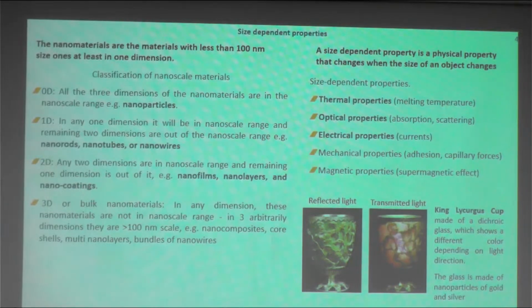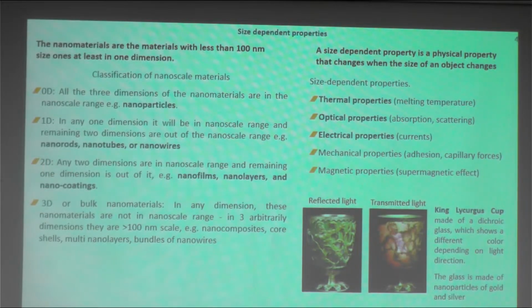We can classify these materials as 0D materials, 1-dimensional materials, 2-dimensional materials, and 3-dimensional or bulk nanomaterials. In the 0-dimensional materials, all 3 dimensions are on the nanoscale, like nanoparticles. In the 1D nanomaterials, only one dimension is in the nanoscale range, but in the other 2 directions, it remains out of the nanoscale range. These are nanorods, nanotubes, and nanowires.